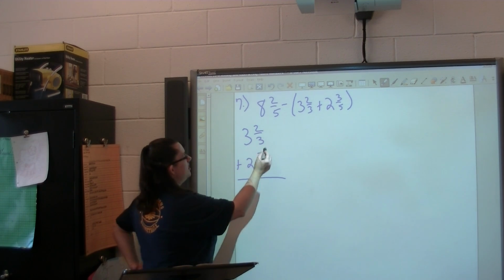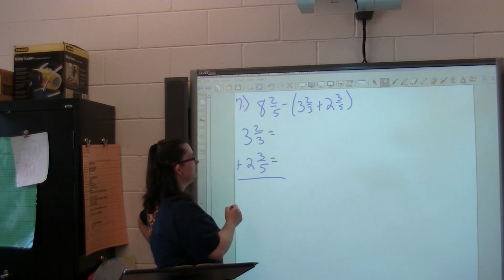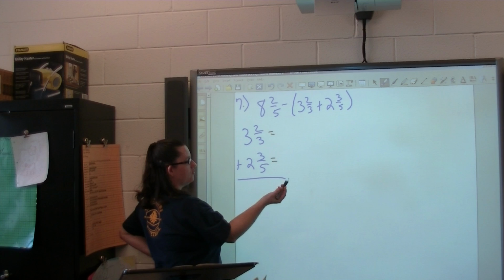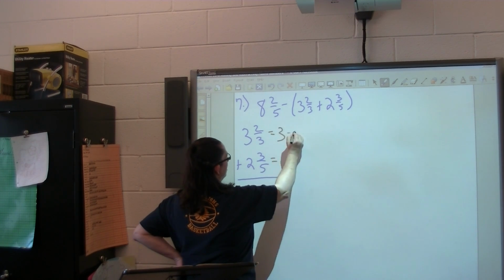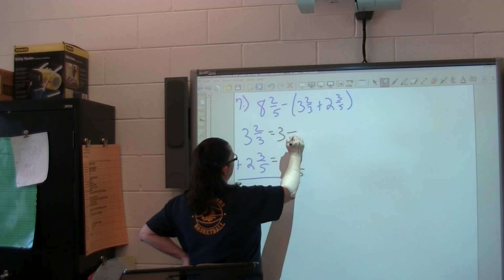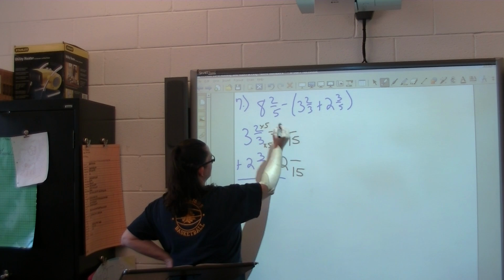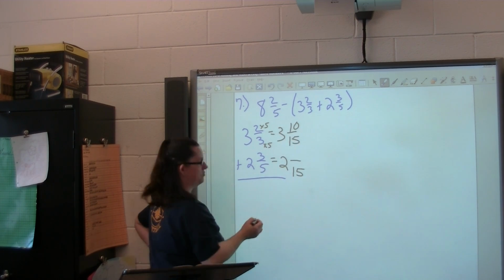Okay, can we add the 2/3 and the 3/5? Not to start, no. So we need the LCD of 3 and 5 we just had a minute ago. So we need to change both of the fractions to what? Good, 15ths. Okay, 3 times what gives us 15? That's 5. 2 times 5 gives us what? 10. Very similar to the problem before.